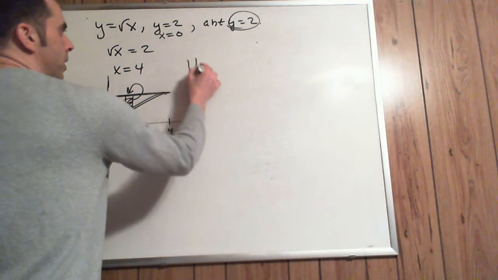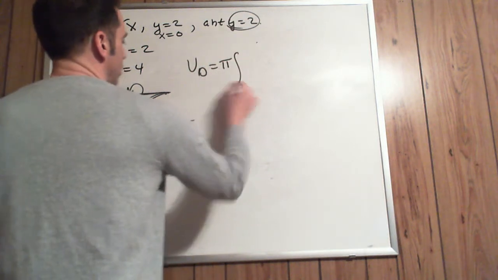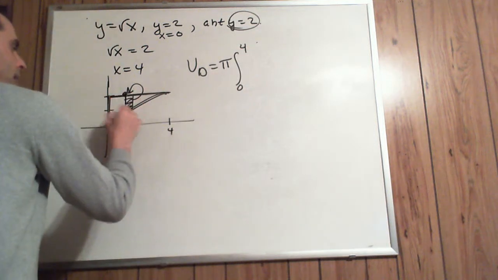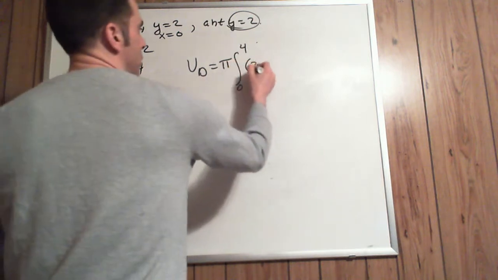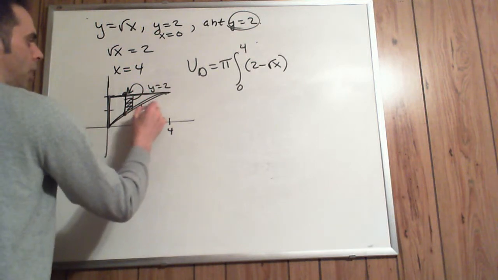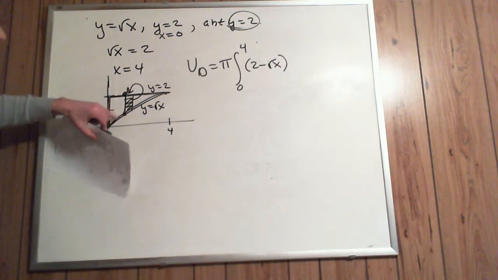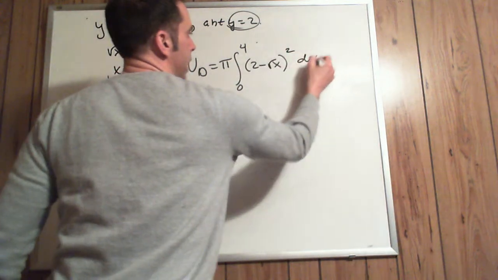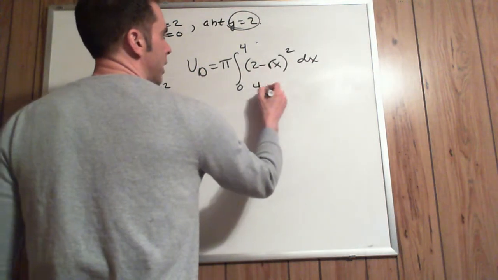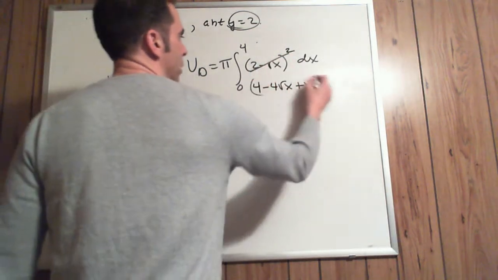So it's volume by disk equals pi times the definite integral from 0 to 4. The height of this is top minus the bottom. So it's going to be 2 minus root x, because the top function is y equals 2. The bottom one is y equals root x. So it's the top function minus the bottom function squared dx. Let's square that. Square the first, multiply, double it, square the last. So that's what that becomes.